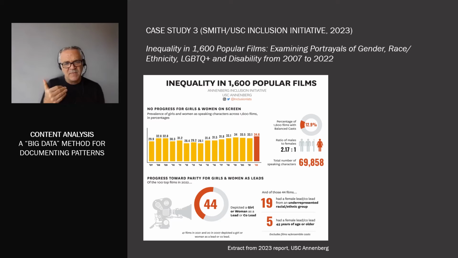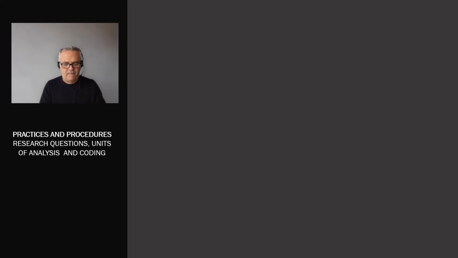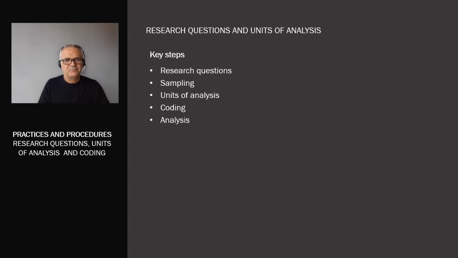And so what Stacy Smith and her colleagues at the USC, the University of Southern California, have been able to do with content analysis is prove that it's not an even or fair playing field. So with reference to the USC's case study and to the Hoyer et al. study, I want to just highlight some of the core practices and procedures of content analysis, what it actually needs to look like on the ground and in practice. I'm going to be turning to coding and reliability testing in just a moment, but first I want to look at research questions and units of analysis, two of the key steps in doing a content analysis.